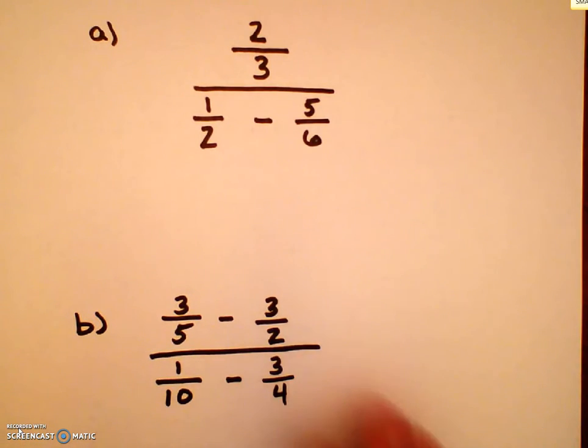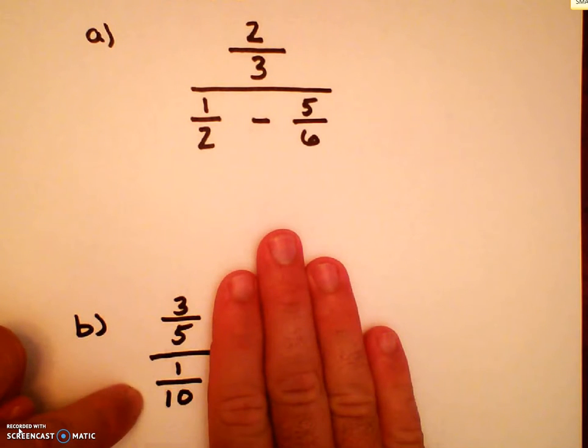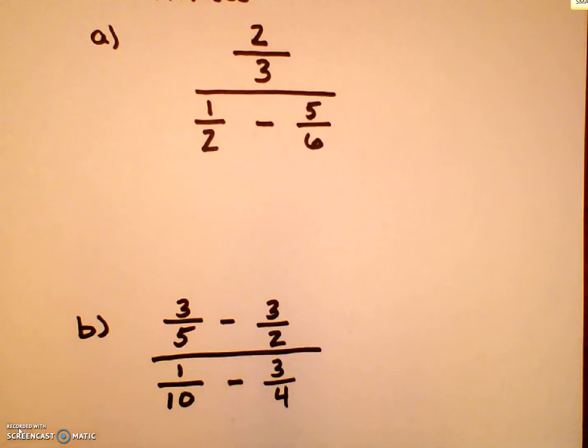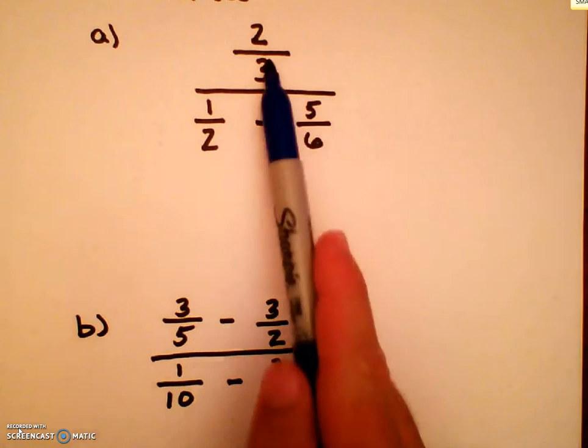Now, had I just had these two, that is not a complex fraction. That's just a division problem. The second I throw in more than one fraction, then it becomes complex. So looking at example A real quick, I may have time to do B, we'll see. I want to try to eliminate all the little fractions.